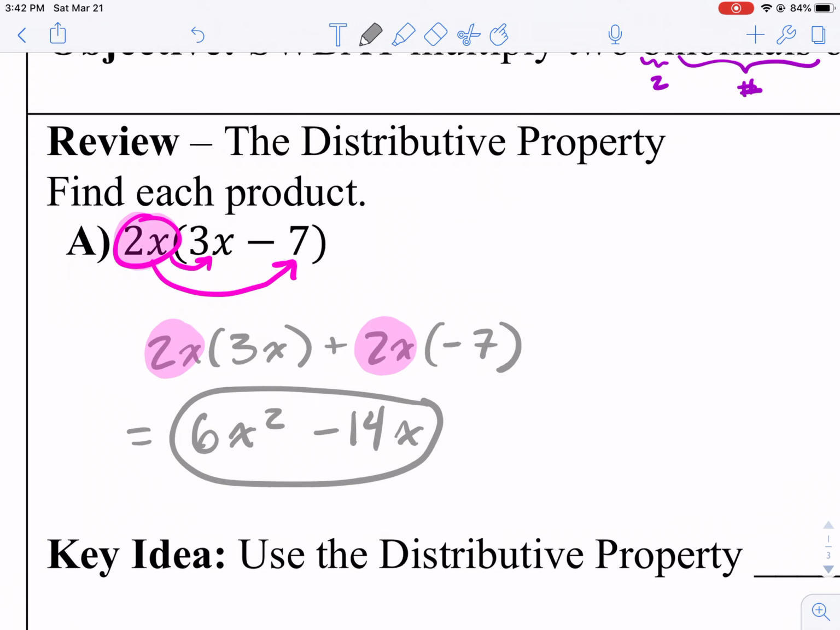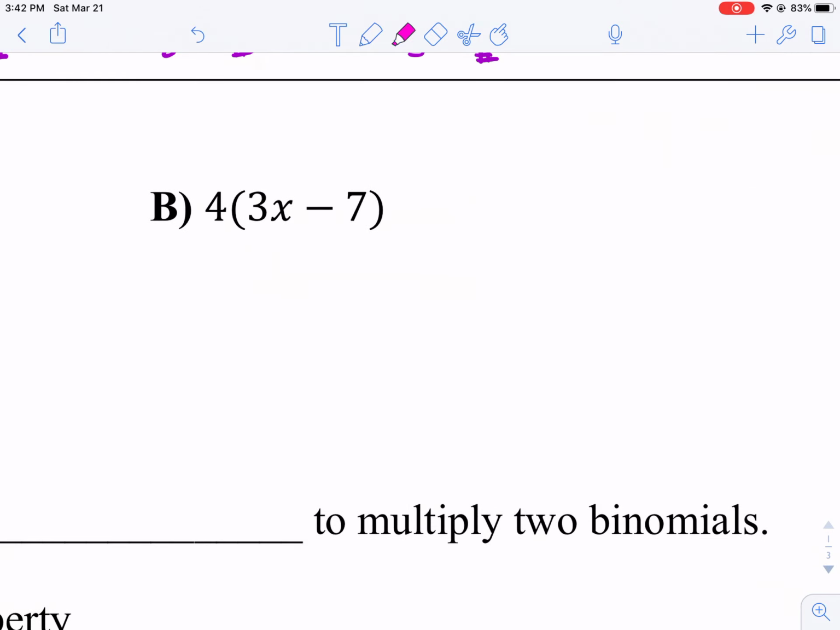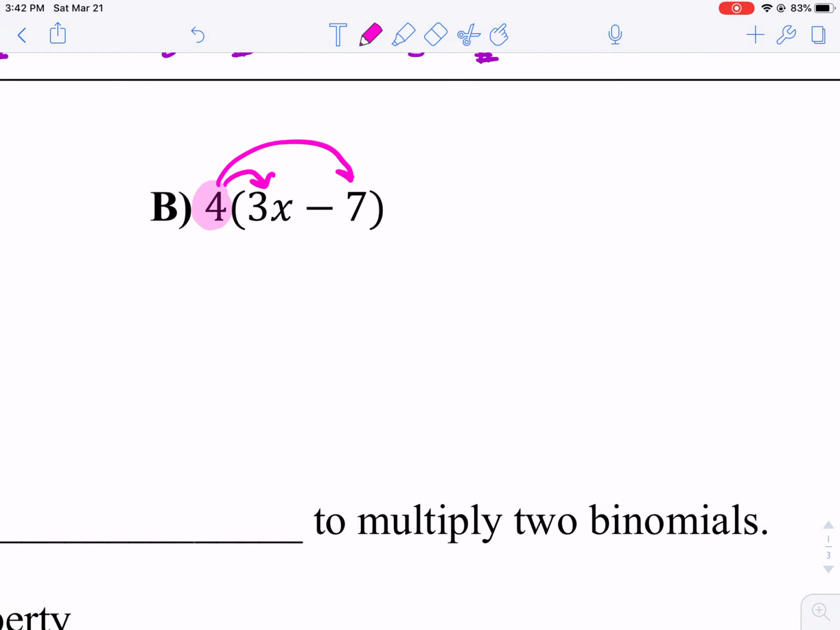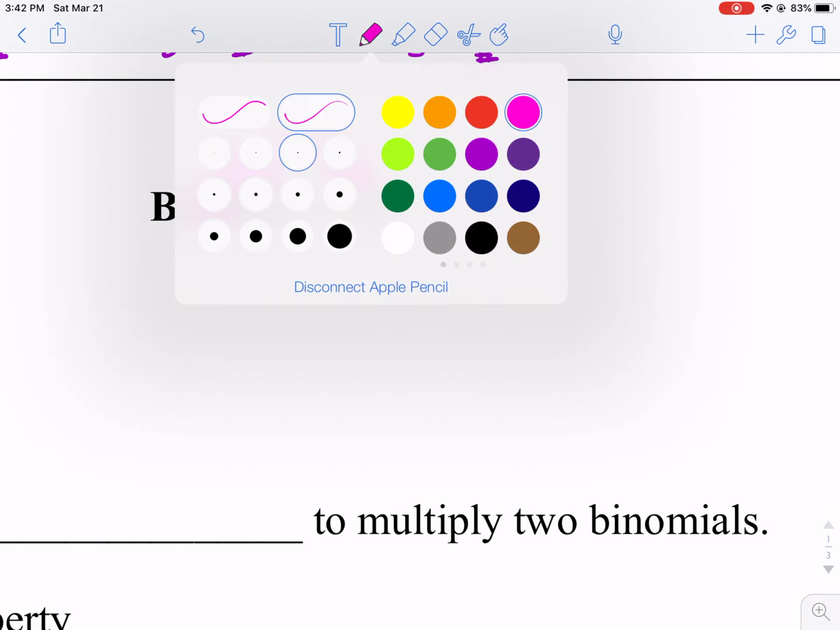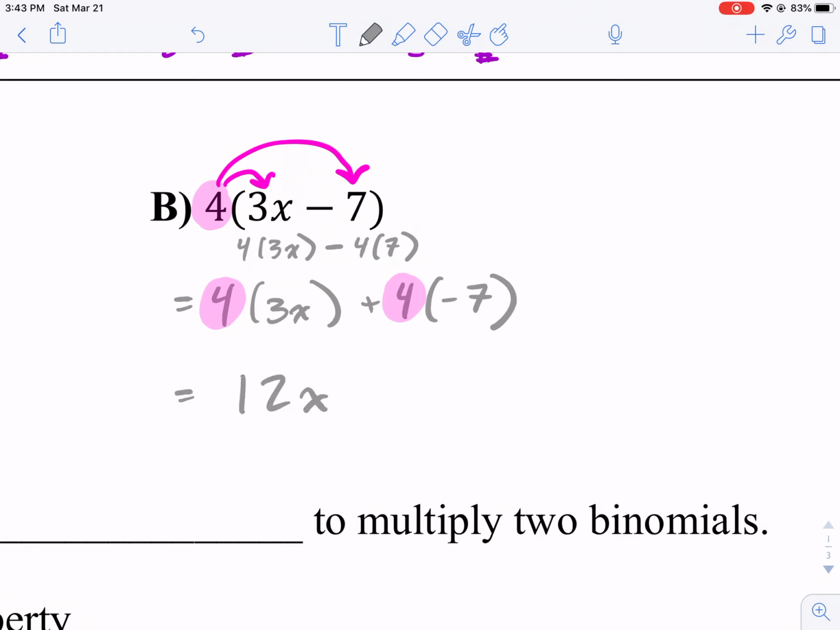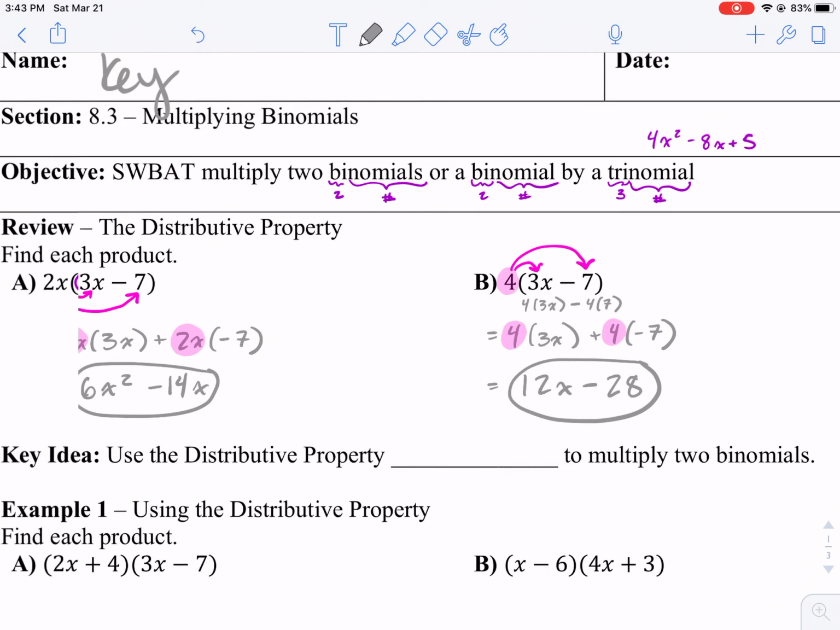So that's our solution to part A. In part B, we're going to do the same thing. And this time we're taking our 4 and we're going to distribute him to both of our terms, 3x and also negative 7. So that will give us 4 times 3x plus 4 times negative 7. Some of you would rather write 4 times 3x minus 4 times 7. You'll end up seeing that that's going to be the same thing. So we'll get 12x minus 28. So that's a quick review of the distributive property.